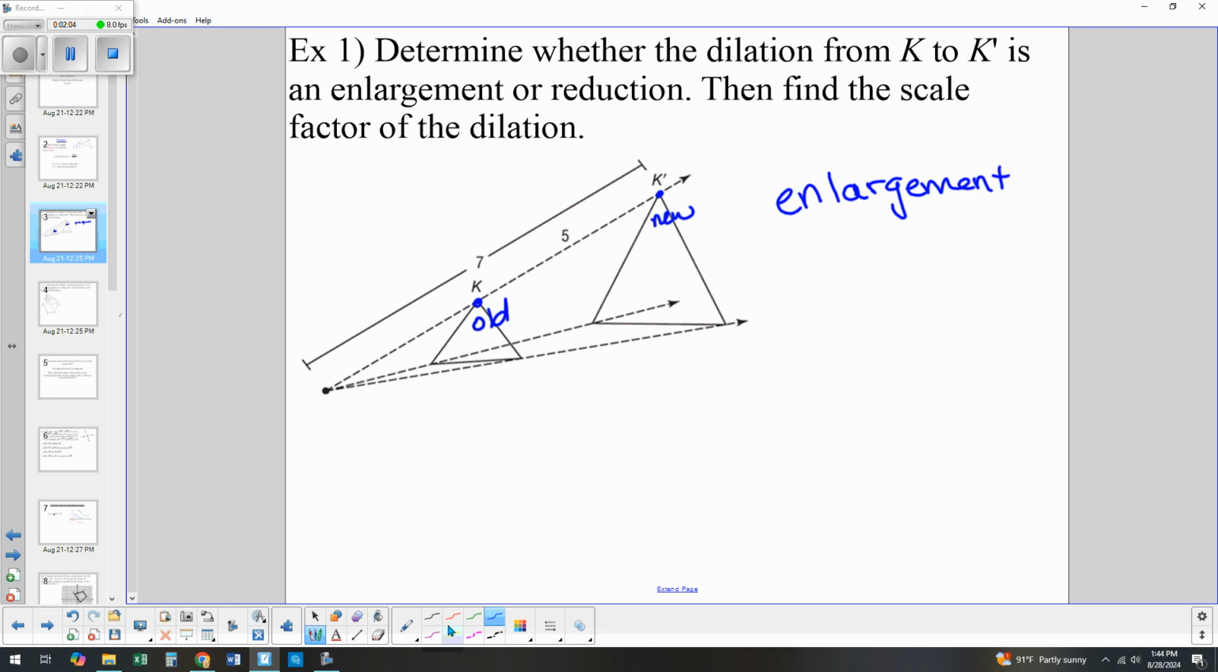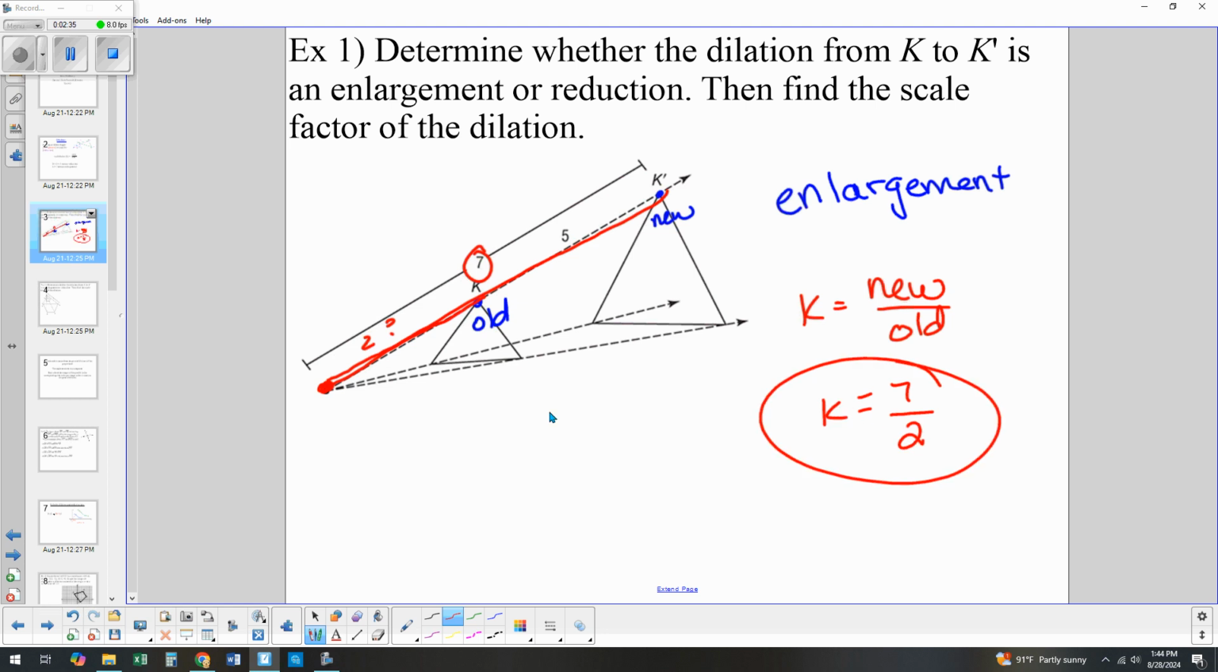Now the scale factor. So our scale factor we're going to find by doing new over old. If I start at the center of dilation and go all the way to the new point, that was a total of 7. And then if I go back to the center of dilation and go to the old point, that was this number here. If that was 5, this has to be 2 to make it 7. So the new number, the old number is really 2. So K would be 7 over 2.